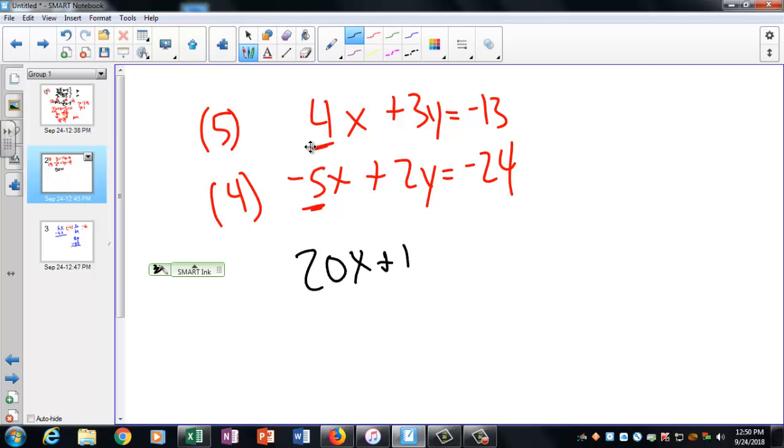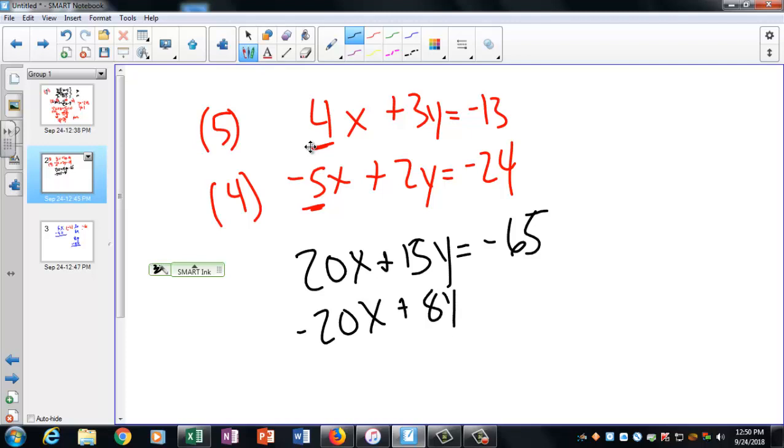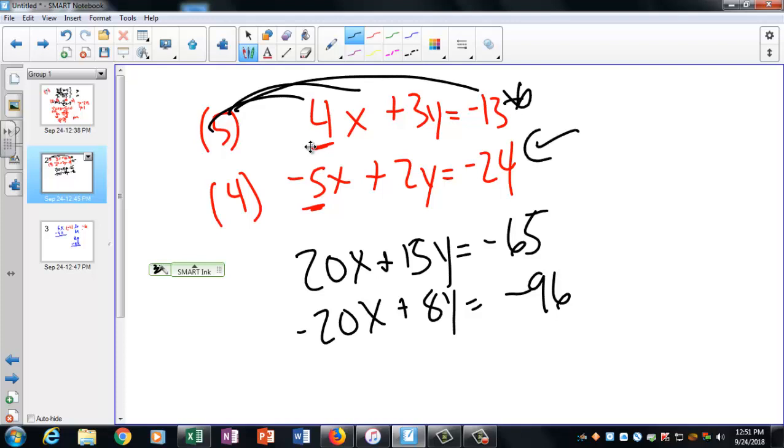20x plus 15y equals negative 65. Do we agree? Yes. This is negative 20x plus 8y equals negative 96. Do we agree? And again, it's critically important that you're multiplying all 3 pieces. I'm going to star that because a lot of people will forget to multiply that last number. Am I boring you? I'm sorry. I'm doing the best I can. Thank you for the cover-up.